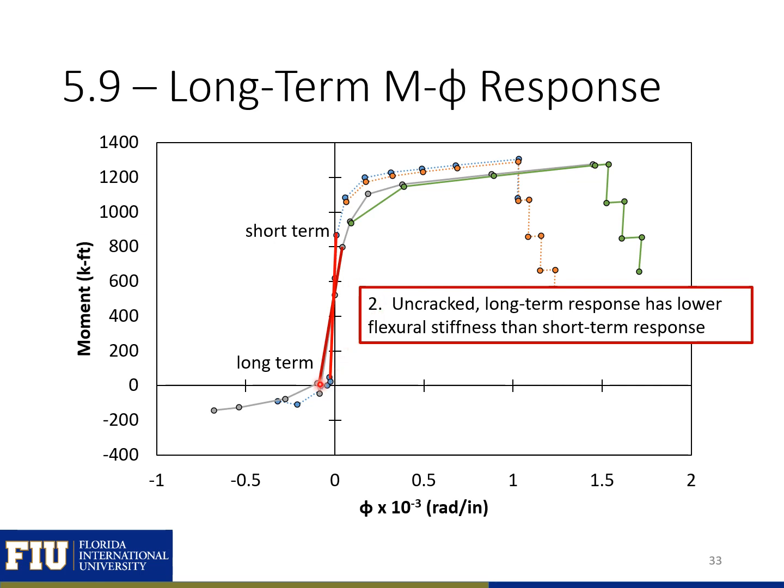If we compare the slope of our long-term response to our short-term response, we can see that our uncracked long-term response is going to have a lower flexural stiffness than our short-term response. And this is because in this range, the behavior of the beam is mainly dependent on the modulus of the concrete. So for our long-term response, we're using the EC effective or effective modulus, which is lower than the modulus of the concrete. So because of that, we'll have a lower flexural stiffness.